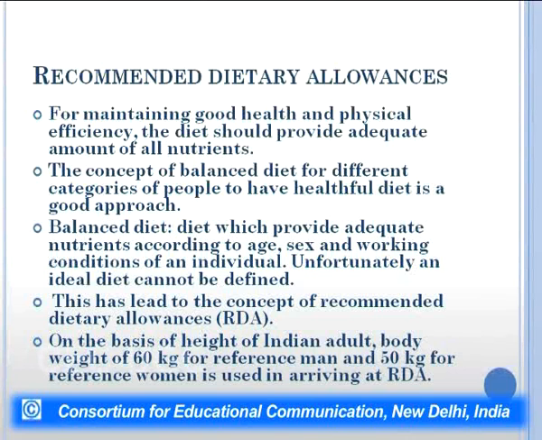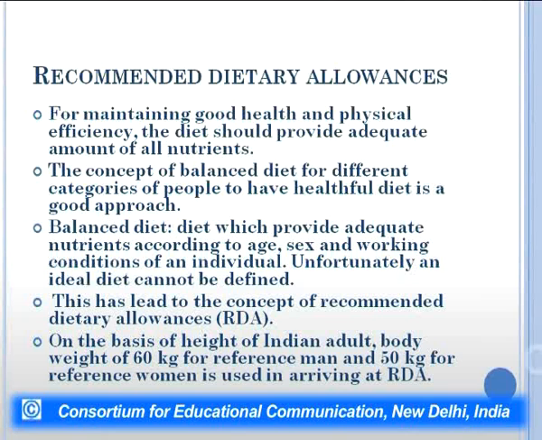Diet should provide an adequate amount of all nutrients. The concept of a balanced diet for different categories of people to have a healthful diet is a good approach. Then what is a balanced diet? The diet which provides adequate nutrients according to the age, sex and working condition of an individual. Unfortunately, an ideal diet cannot be defined. Not everyone knows about the requirement of nutrients, and which food products provide these nutrients and in how much amount. So it becomes very difficult to plan a balanced diet, but to some extent we can plan if we have knowledge about the recommended dietary allowances.